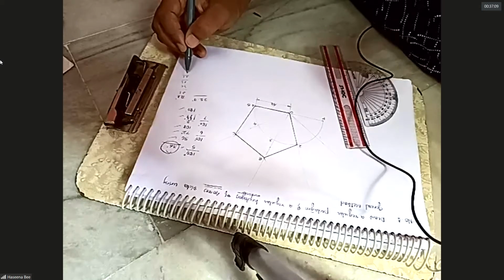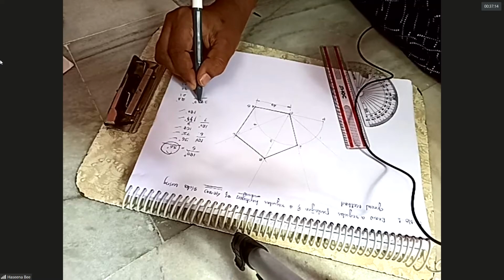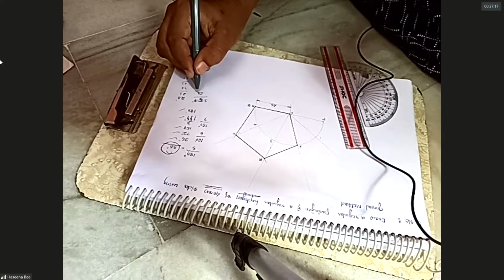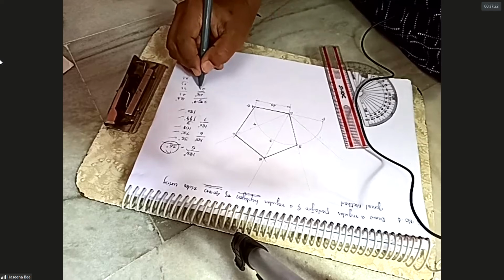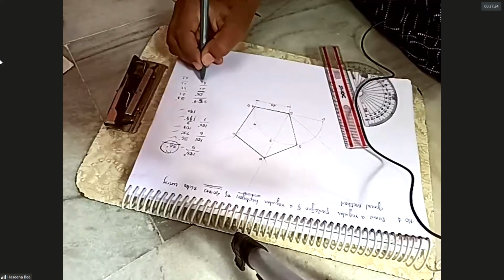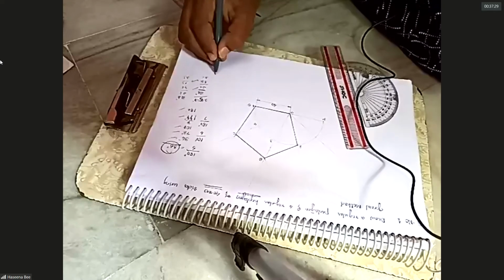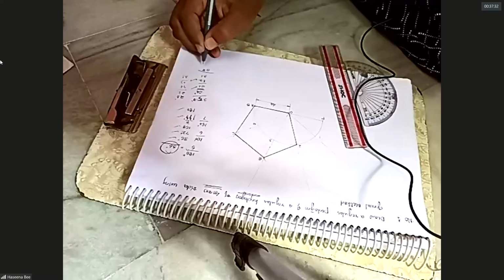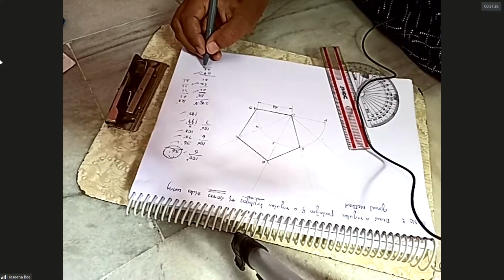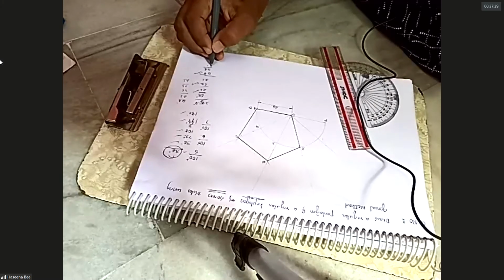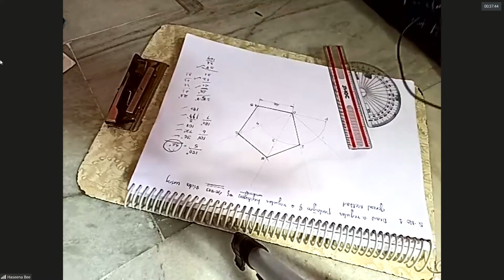Ma'am, it is 25.71. That means approximately 26 degrees we need to take. Okay, 26 plus 26, how much are you getting? 52. 52 plus 26, so first 26, then 52, then 78. Then 78 plus 26, 104. 104 plus 26. Like that you need to take your angles, ma'am.